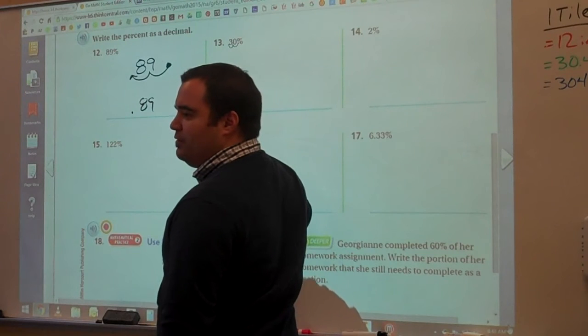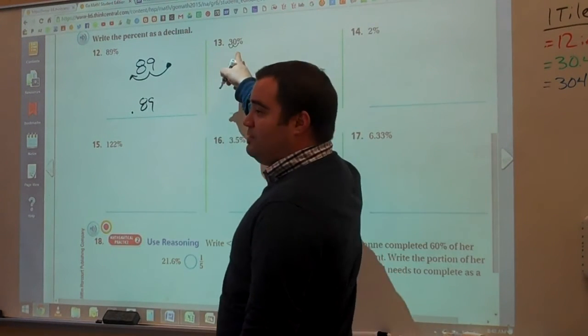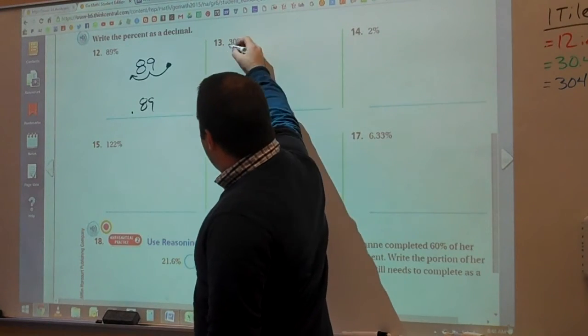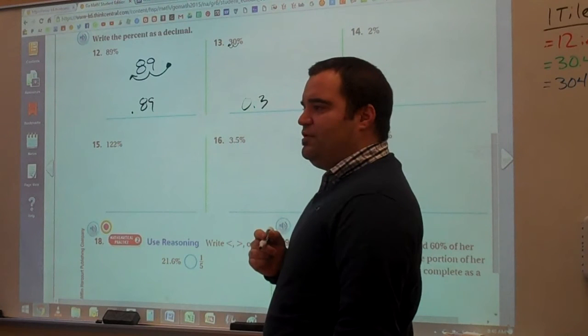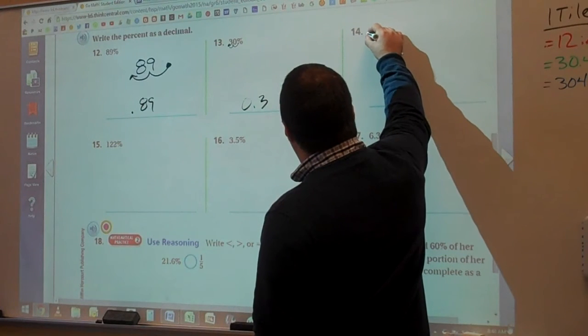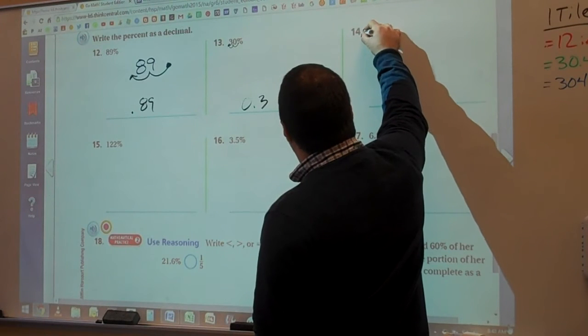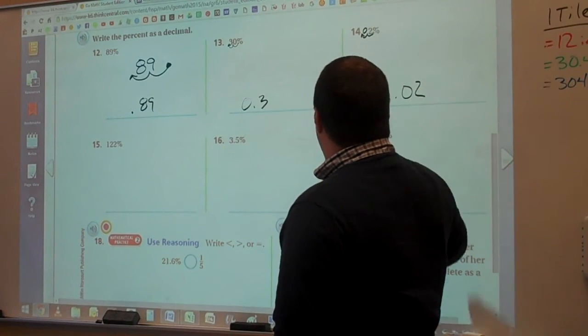Point 3? Yeah. Oh, can I just do that? Do this? Sure. Ooh, that's easy. That's what I did. Where's the decimal in 2%? After the 2, 1, 2. I have to have a placeholder, right? 0.02.